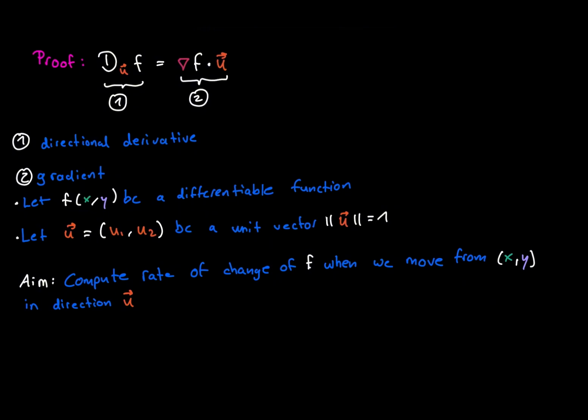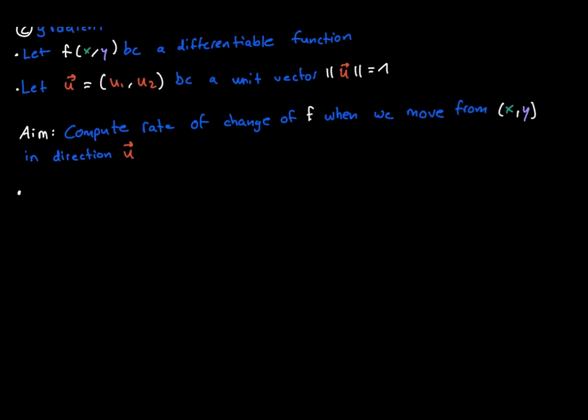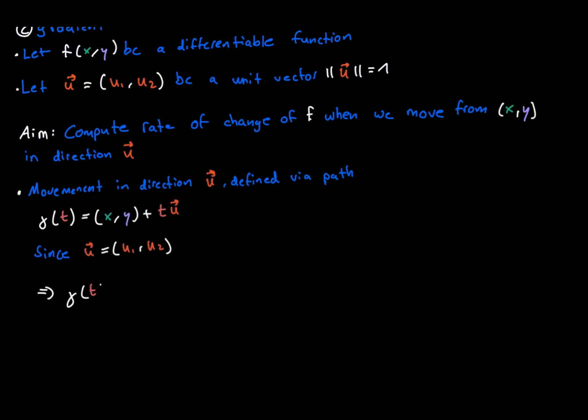Let f of x, y be a differentiable function, and let u be a vector with components u1 and u2, and assume it has length 1. We want to measure how fast the function changes if we move from the point (x, y) in the direction u. To describe that motion, we define a path. We write gamma of t equals (x plus t times u1, y plus t times u2). So as t changes, we move along a straight line starting at (x, y) in the direction u.